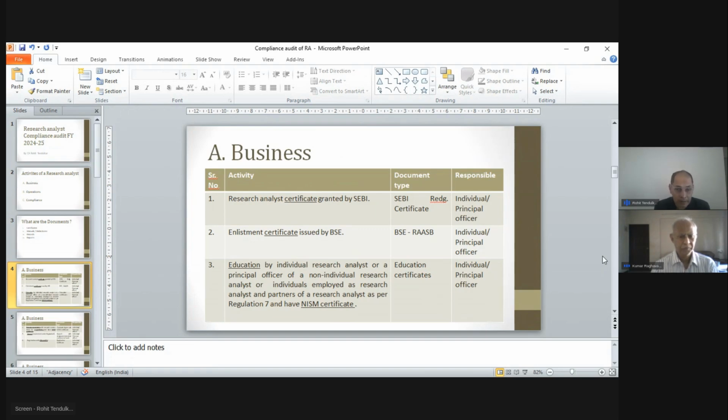Where individuals are employed as research analysts, they also must comply with the educational criteria. Lastly, the partners of the research analyst must comply with the regulation 7 educational criteria. All these people must have a valid NISM certificate. The document types are educational certificates and NISM certificates. The responsibility for maintaining these documents is with the individuals or the principal officer.